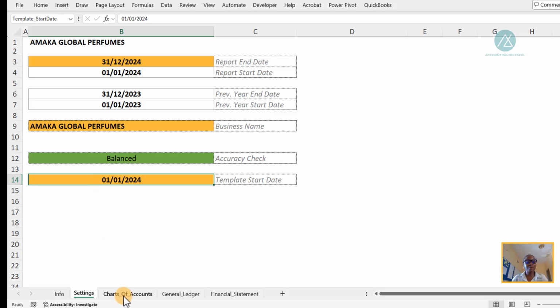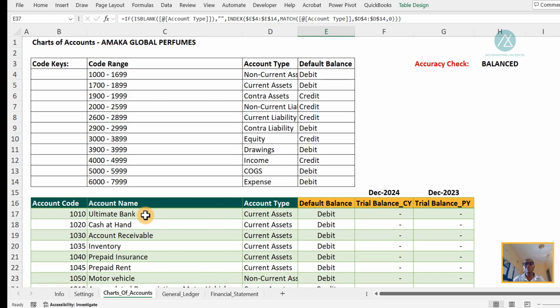Let's go to the chart of accounts section. For the chart of accounts, we already have the codes inputted here. If you want to learn more about the chart of accounts, you can watch my previous videos where I talked about the chart of accounts, trial balance, general ledger, and even the income statement and balance sheet. You can go there to watch for yourself. But this is just a guide for you.